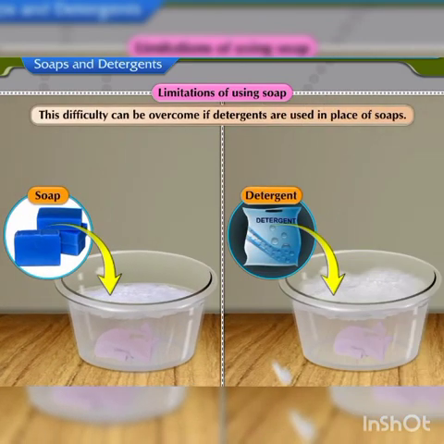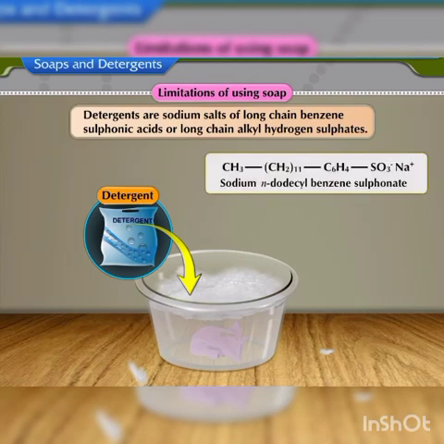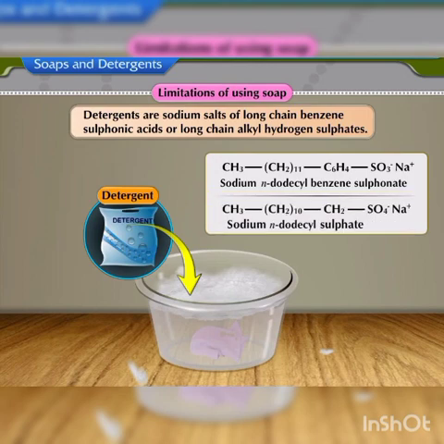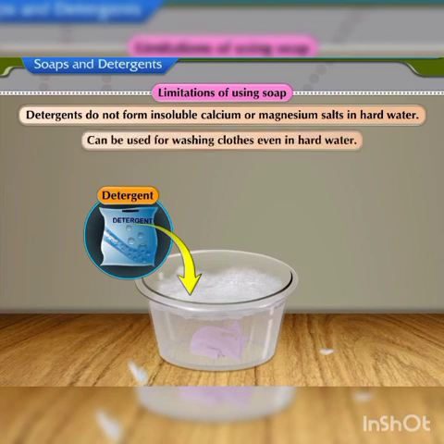This difficulty can be overcome if detergents are used in place of soaps. Detergents are sodium salts of long-chain benzene sulfonic acids or long-chain alkyl hydrogen sulfates. These do not form insoluble calcium or magnesium salts in hard water and hence can be used for washing clothes even in hard water.